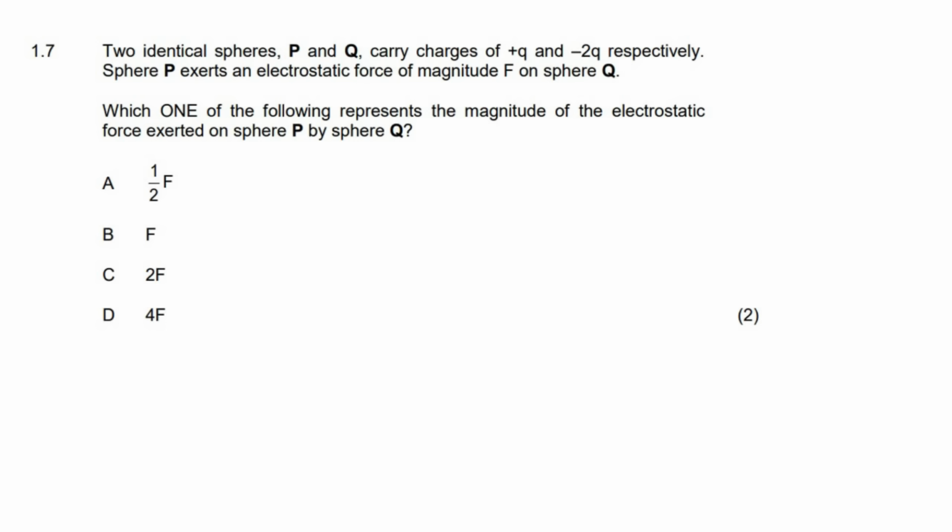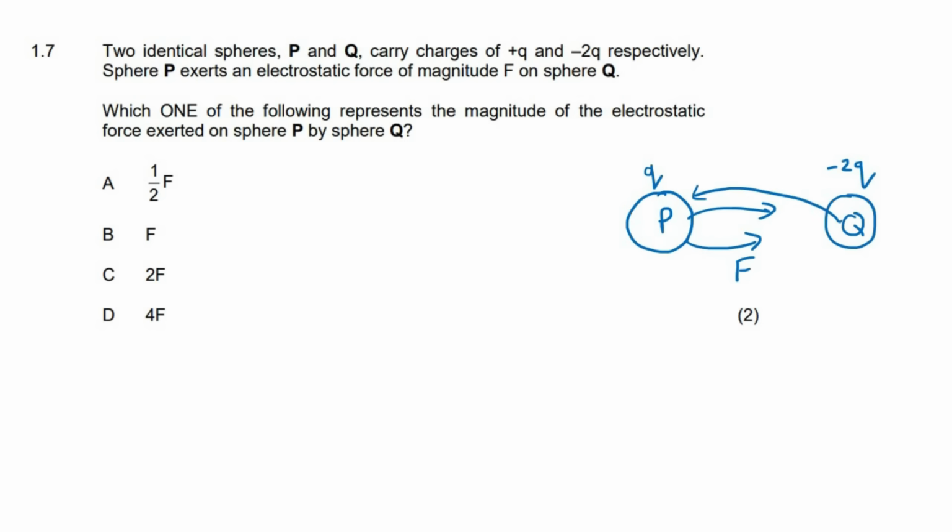Two identical spheres, P and Q, carry charges of Q and minus 2Q respectively. Okay, so let's quickly do that. So P is Q and Q is negative 2Q. Okay, and it says sphere P exerts an electrostatic force of magnitude F on Q. Then it says, which one of the following represents the magnitude of the electrostatic force exerted on sphere P by sphere Q? So they want to know what is the force of Q on P.